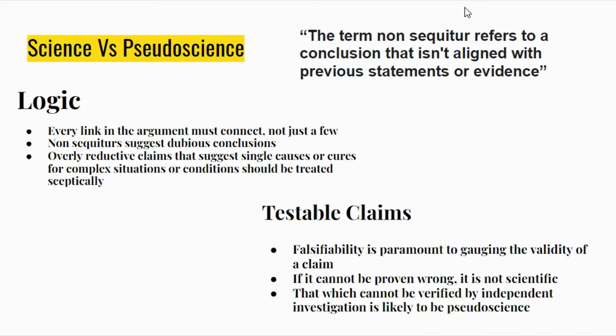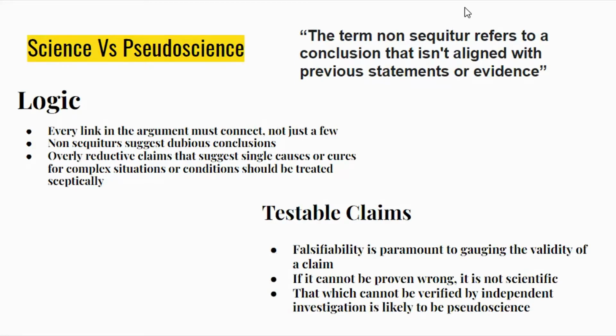Scientific claims are testable. So falsifiability is paramount to gauging the validity of a claim. If it can't be proven wrong, then it's not scientific, because if it can't be proven wrong, then the evidence is unfalsifiable or it's subjective. It has to be able to be proven wrong to be considered scientific. And evidence, studies, tests, etc., they should all be repeatable to get the same results, essentially.